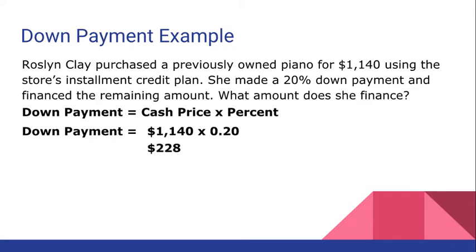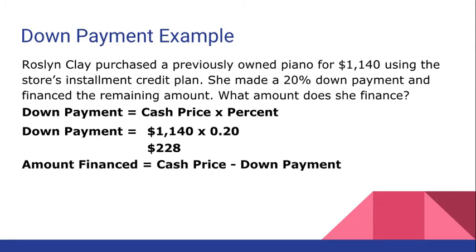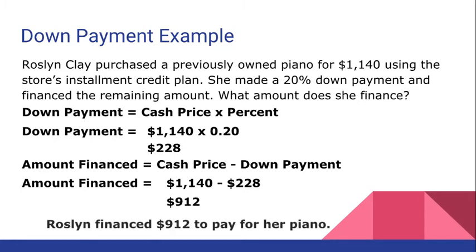We plug the numbers into our formula and do our multiplication to get the down payment of $228. But our question is not asking just for the down payment, it's asking what she finances. So now that we know her down payment, we can use the amount financed formula, plug in our values, do our subtraction, and find out that Rosalind financed $912 to pay for her previously owned piano. So when the down payment isn't given outright, it's just one more step: we have to find the down payment before we can find the amount financed. And remember that whenever it's a percentage, you need to change it into decimal form.